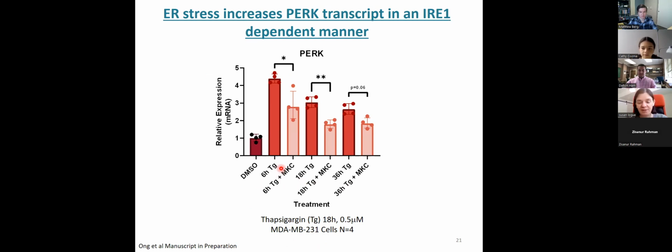And when we looked at PERK transcript, what we saw was there was this very early increase in PERK transcript by 6 hours thapsigargin treatment. And it was sustained throughout the time course, although it does start to dissipate as you move from an acute into a chronic UPR activation. And when we combine with our IRE1 inhibitor MKC, we see that this increase in PERK transcript is reduced or lowered at all time points. So this really suggested to us that IRE1, through transcriptional upregulation of PERK, was helping to sustain PERK expression.